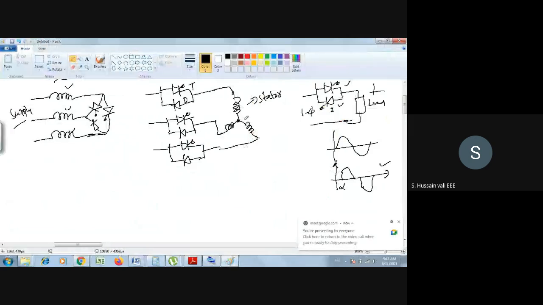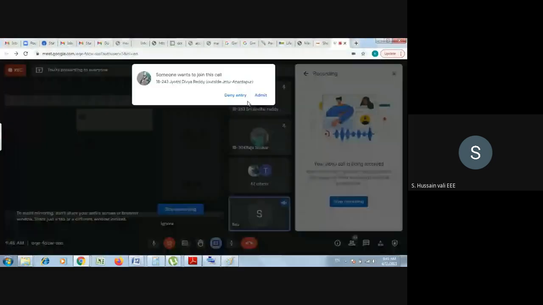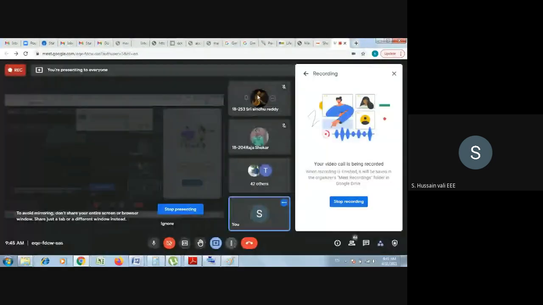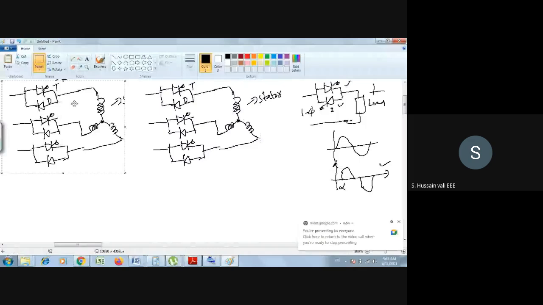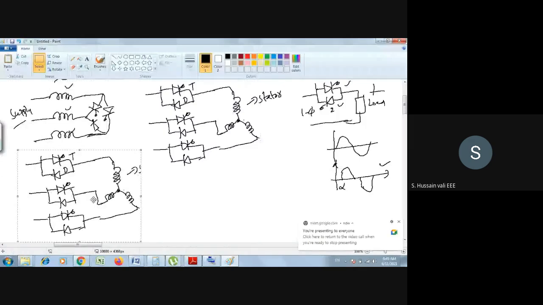These are the changes you will find. Some more, you have so many possibilities like this. The same one, instead of having diodes, here I will put thyristors. Now we will have thyristors.